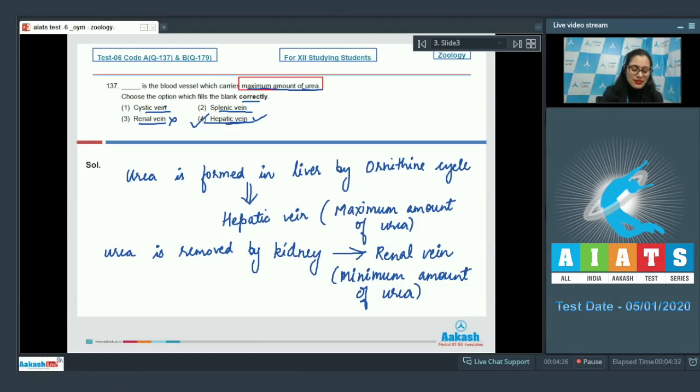The next option is cystic vein, and this cannot be a correct answer to our question because cystic vein drains blood from gallbladder to portal vein. And the next option is splenic vein, and this cannot be a correct answer because splenic vein drains blood from spleen to liver via portal system. So the correct answer to this question is option number 4. Let's move on to the next question.